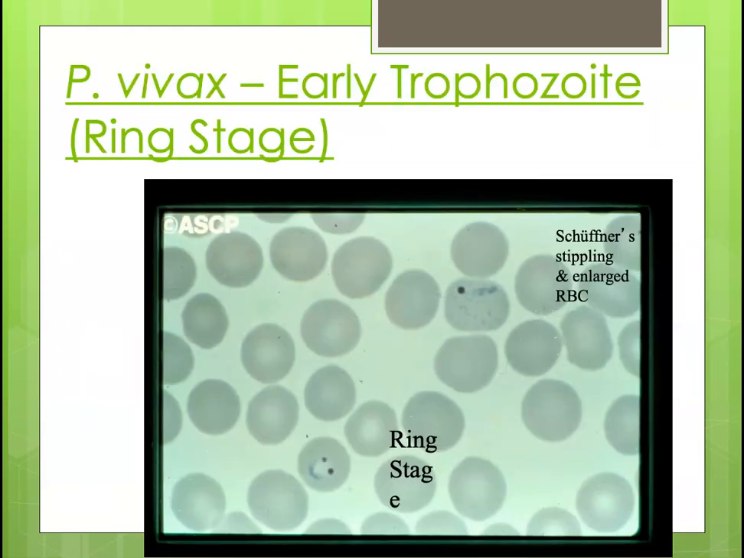So here's what an early trophozoite or the ring stage looks like for vivax. Often you will see double chromatin dots. So the ones we looked at so far only had one chromatin dot with the small ring of cytoplasm. Sometimes you'll see two dots for vivax. And this is an enlarged RBC. This looks like it's a little broken down, but it looks like it was a trophozoite form.